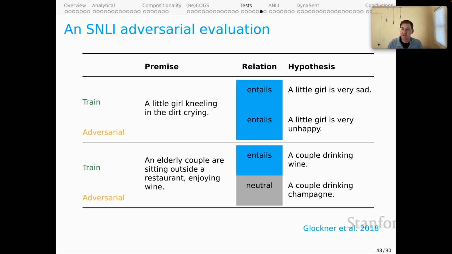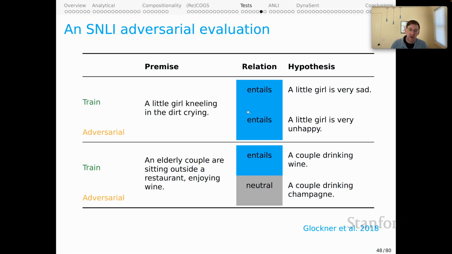And what they did is conceptually very simple and draws really nicely on intuitions around systematicity and compositionality. I've got two examples on the table here. The first one is going to play on synonyms. So the original premise from SNLI is a little girl kneeling in the dirt crying, and that entails a little girl is very sad. What they did for their adversary is simply change sad to unhappy. Those are synonyms, essentially, and so we have an expectation that systems will continue to say entails in this case.